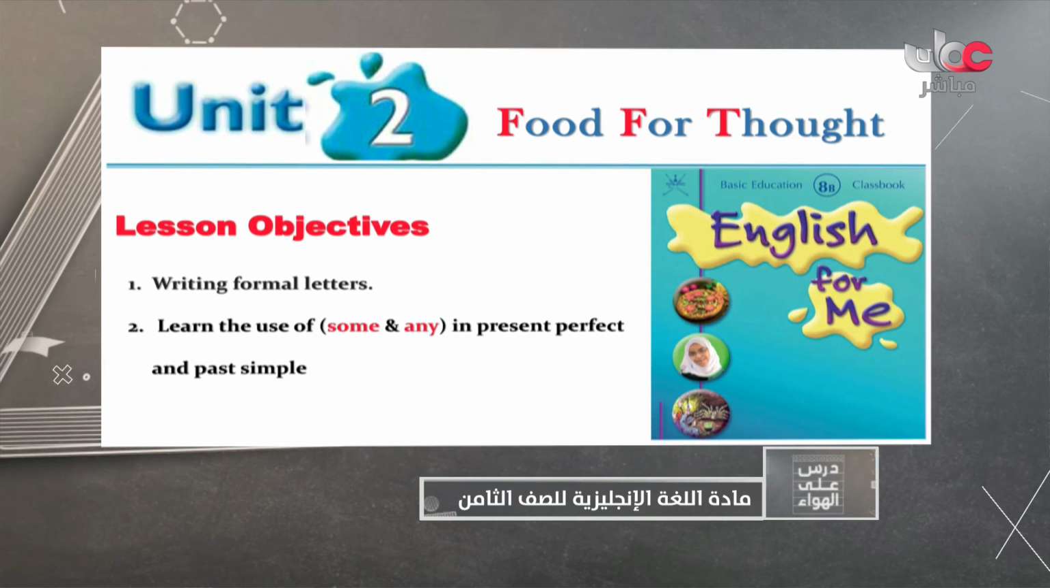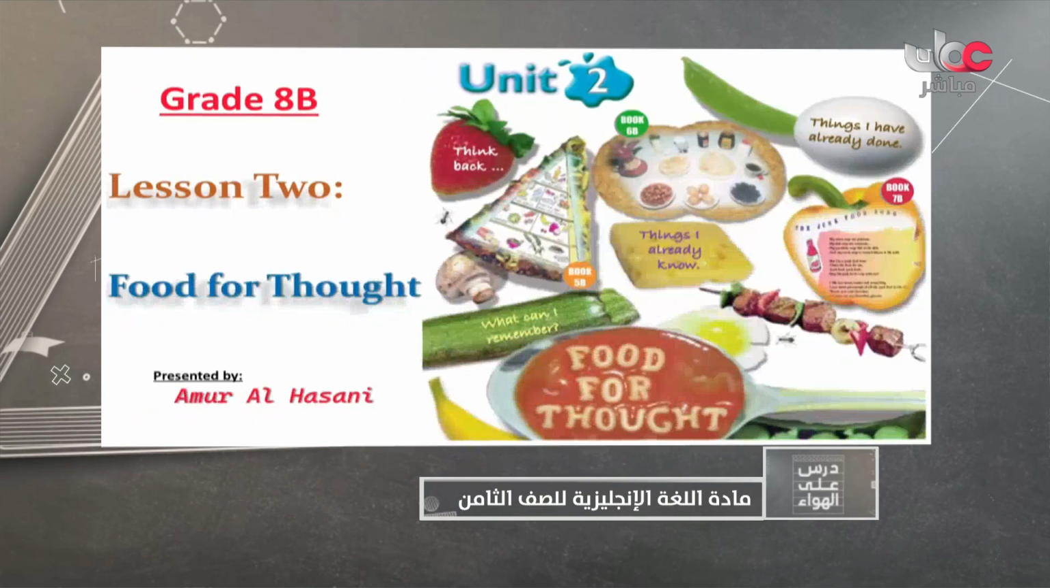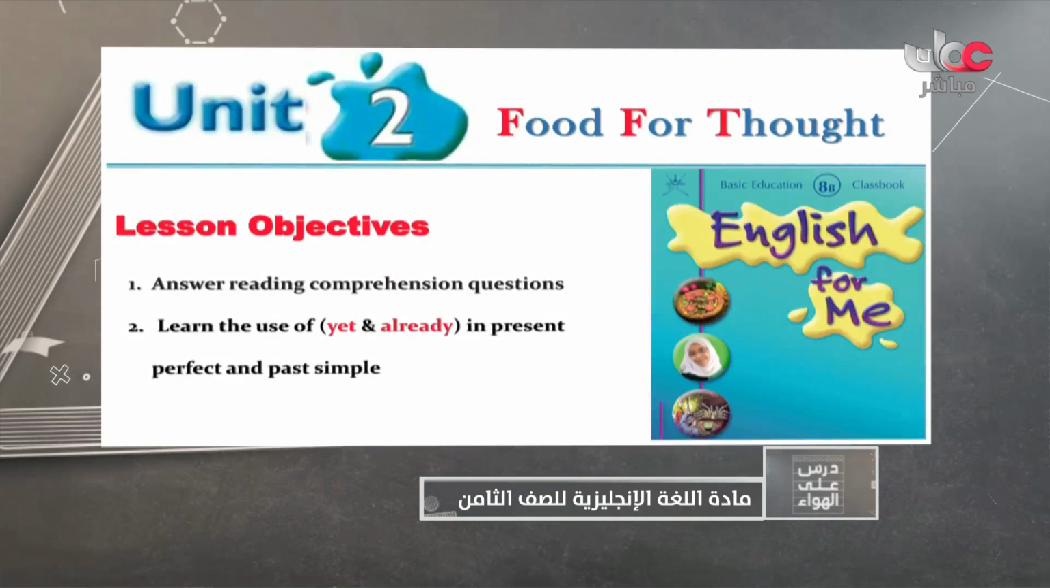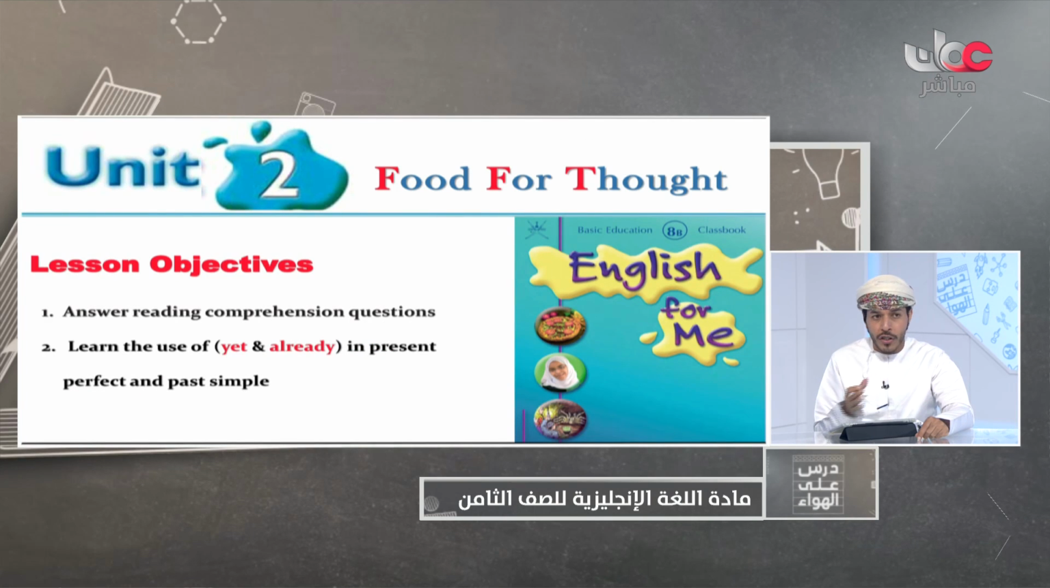Good. To begin with, we are going to focus on two main objectives. The first objective is we are going to answer different reading comprehension questions, and in the second objective we are going to learn the use of yet and already, while we are using them in present perfect and past simple. Good, guys? So now let's get started with this unit.